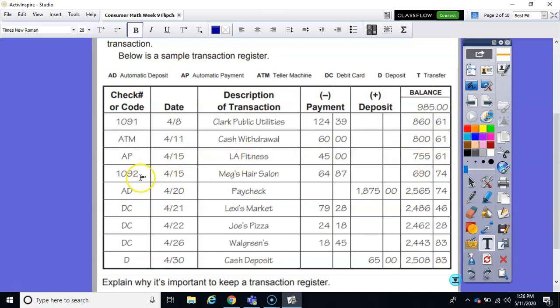Then they wrote another check, and this check number was $1,092 for April 15th to Meg's Hair Salon. They spent $64.87 there. So again, we have to subtract that amount from our last balance to get our new balance.